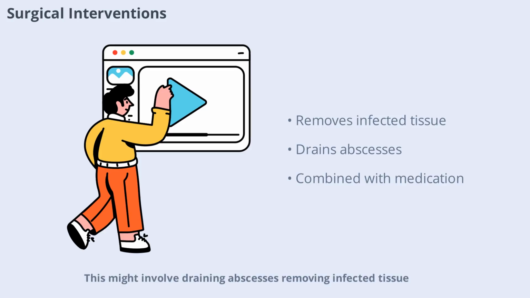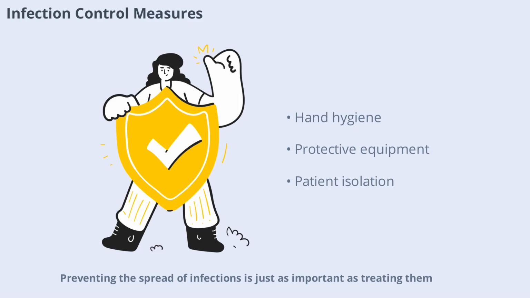This might involve draining abscesses, removing infected tissue, or repairing damage caused by the infection. Surgical interventions are usually combined with medical therapy to ensure complete recovery. Advances in surgical techniques have made these procedures safer and more effective, helping patients recover faster and with fewer complications. Preventing the spread of infections is just as important as treating them.